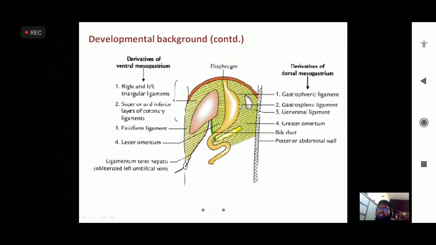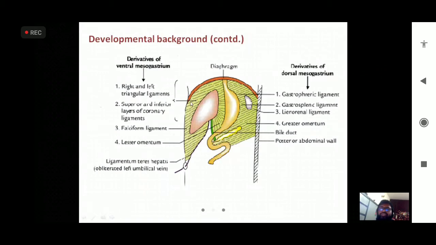Gastrophrenic, then gastrosplenic, from stomach to the spleen. Linorenal, from the spleen to the kidney. There is kidney behind, so it is not shown here, but there is a linorenal ligament, and the greater omentum. So derivatives of the dorsal mesogastrium are these four ligaments: the gastrophrenic, gastrosplenic, linorenal, and greater omentum.